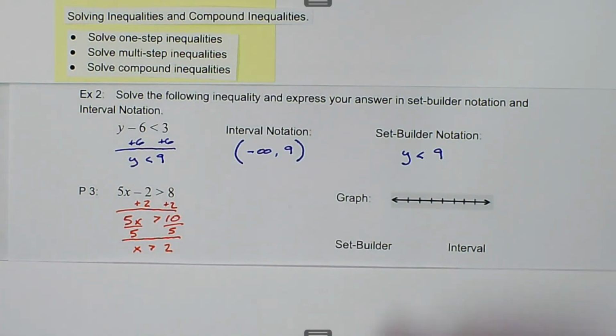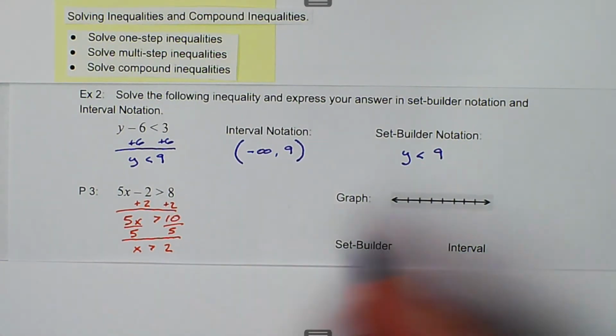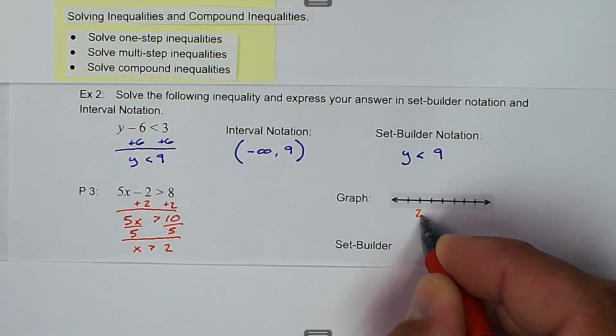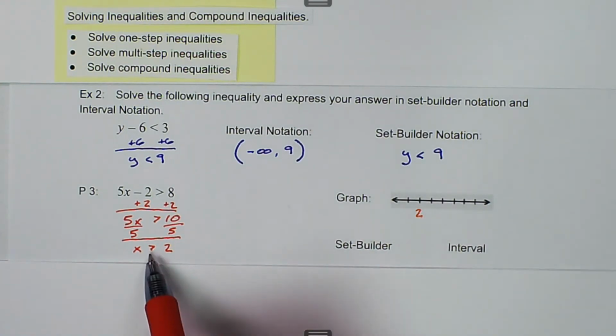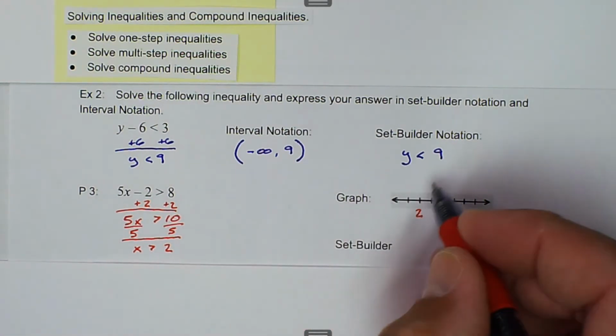So we can graph this right here. The only point we need is 2. So we can put 2 anywhere on the number line. This is a greater than. There is no equal sign, so we have to use an open dot.